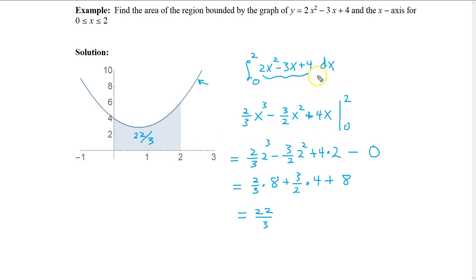And so see how easy that was to evaluate. That's what's amazing about the fundamental theorem, is that it relates the area bounded by the graph of the function and the x-axis to the antiderivative of the function. It's really an amazing result. Let's take a look at another example.